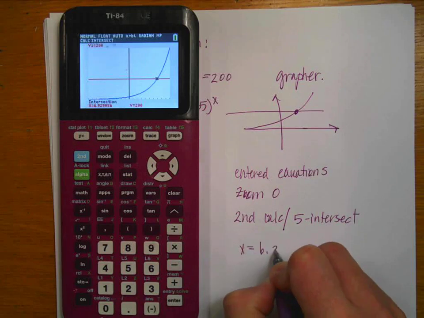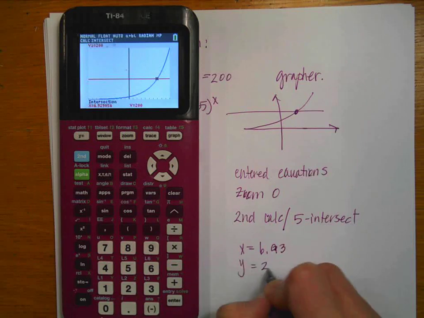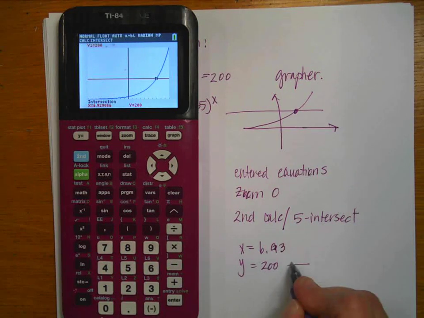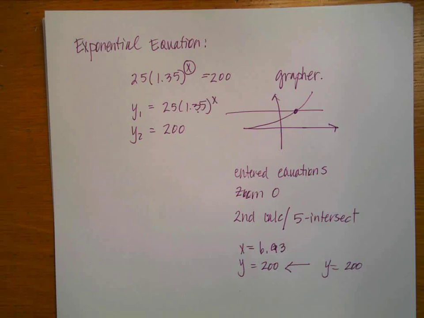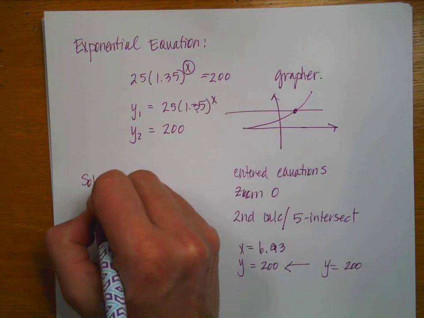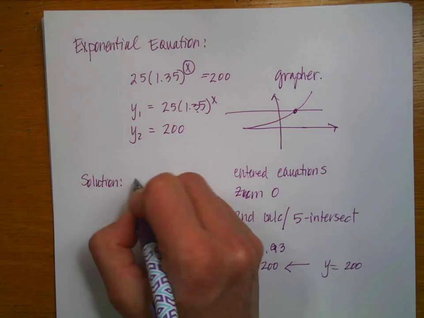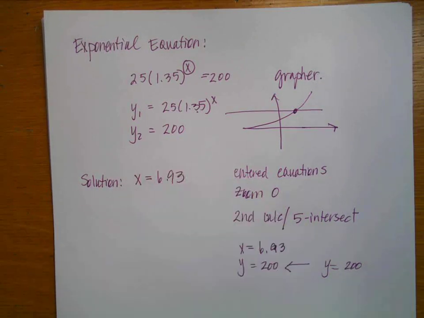X is equal to 6.293, and Y is equal to the 200. But this is that line that we entered. Remember, Y is equal to 200. And so for the solution, to solve the equation, so for my solution, I'm going to say that X is equal to 6.93. So that was actually pretty straightforward.